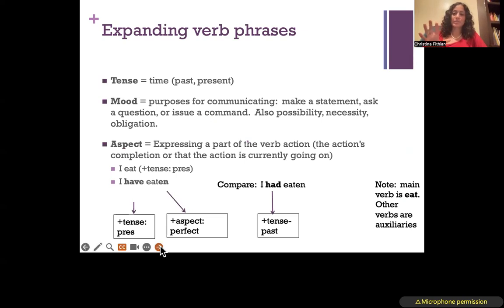Okay, so tense. This is time, past and present, okay? English only has two tenses, past and present. We don't really have a future tense. Now, that may seem a little surprising to you because you might think, well, I can talk about the future with no problems in English. Yes, you can. You can talk about the future, but it is not a tense. It's actually a mood, and we'll see why in class next week.